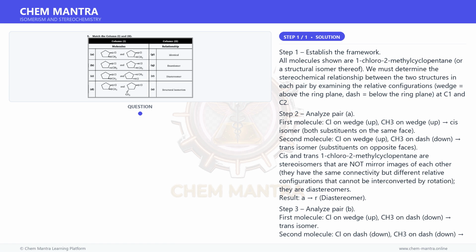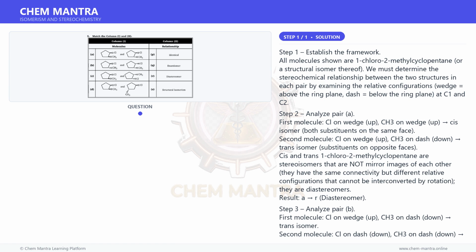Step 2. Analyze pair A. First molecule, Cl on wedge, up, CH3 on wedge, up, cis isomer, both substituents on the same face. Second molecule, Cl on wedge, up, CH3 on dash, down, trans isomer, substituents on opposite faces.